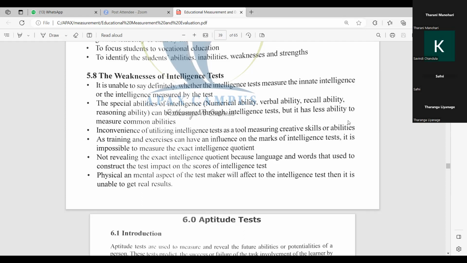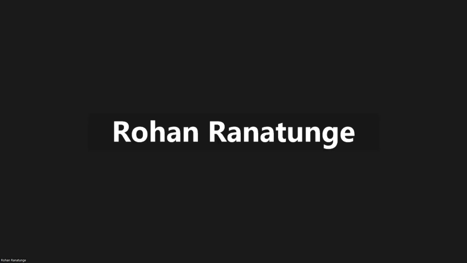Before we go to the aptitude test, we don't have much time. So let me stop sharing this one and go for another document. Something about multiple intelligence. So let's look at this multiple intelligence theory. It's an interesting topic and it's important also. So let me share that one with you.